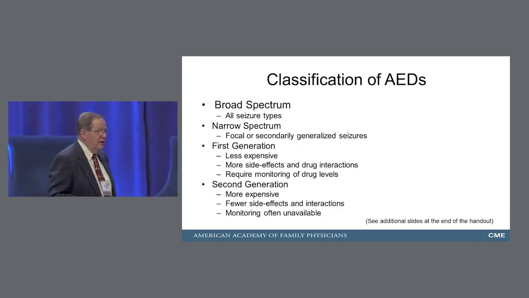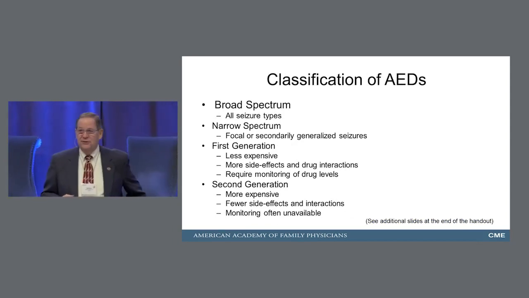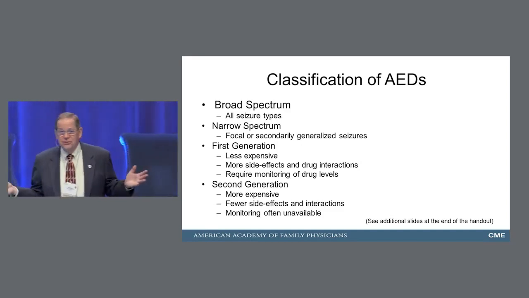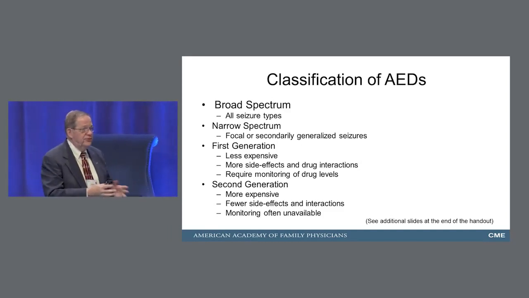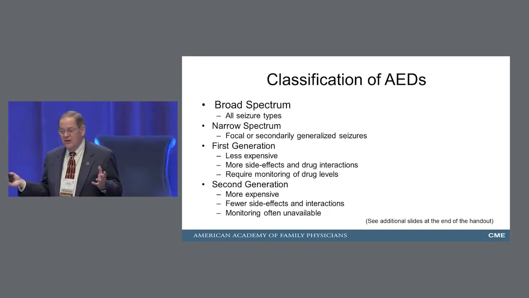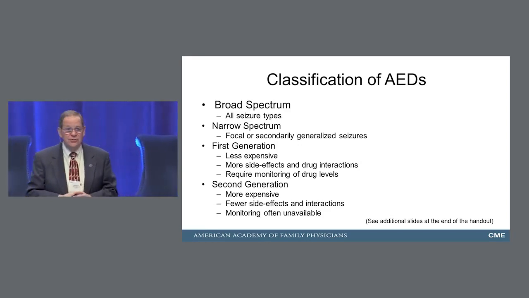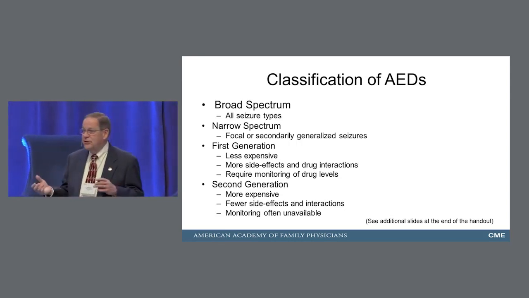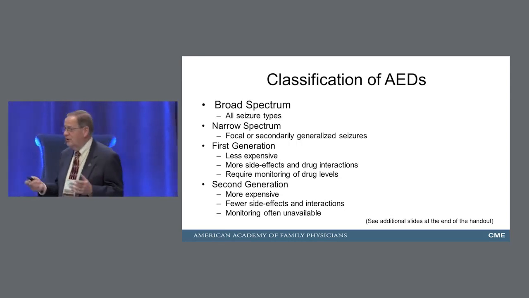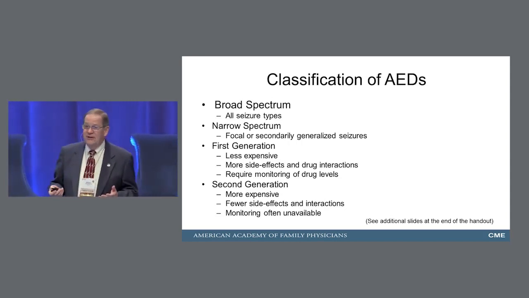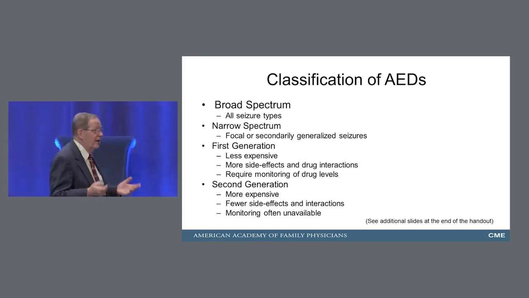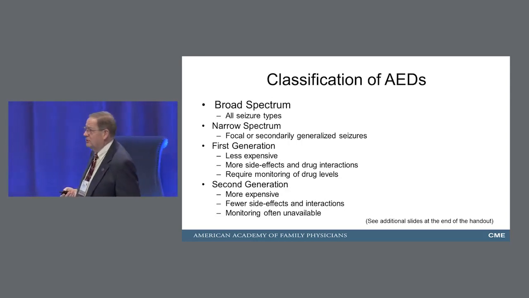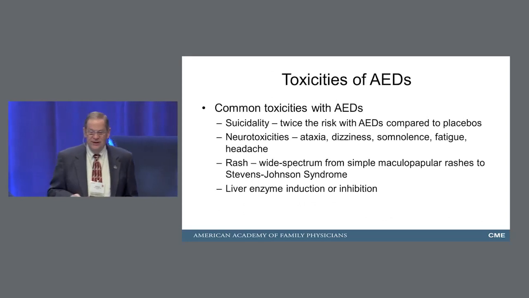A general classification of anti-epileptic drugs: broad or narrow spectrum. Are they for all seizure types or certain types, focal seizures of certain types? What about generation? The first generation drugs are the ones that are cheap, but they also have a lot of side effects. Even foods interfere with those. The newer drugs, the second generation, their claim to fame is that they have a lot fewer side effects, a lot fewer drug interactions, but they're very costly, and often there's not good blood level monitoring available for them.